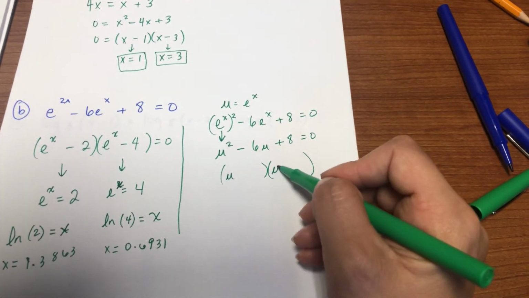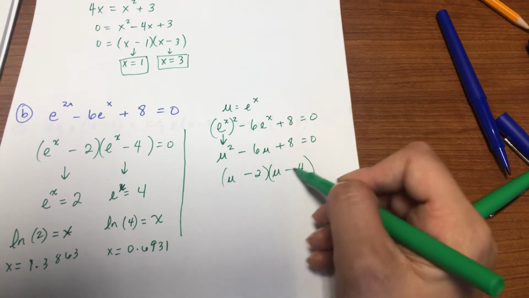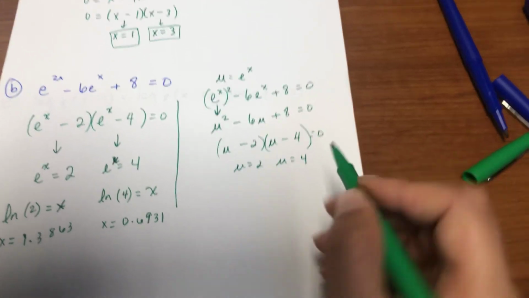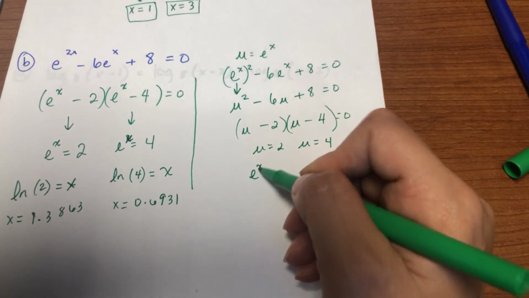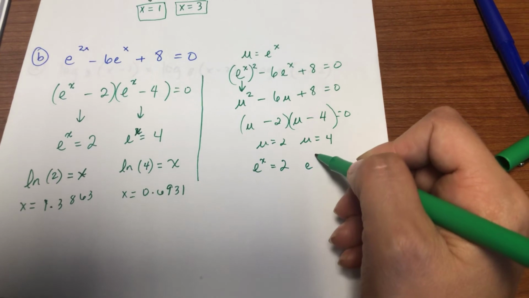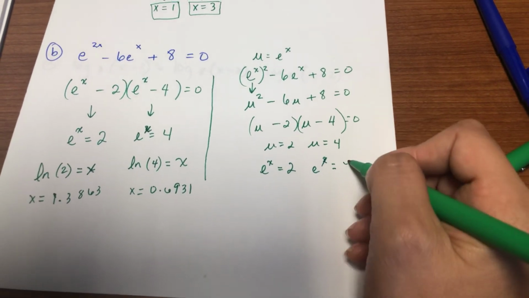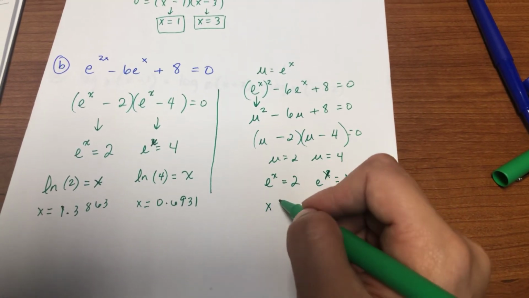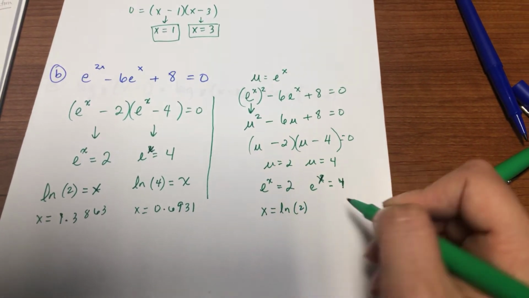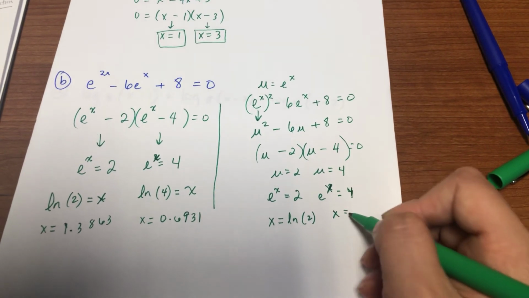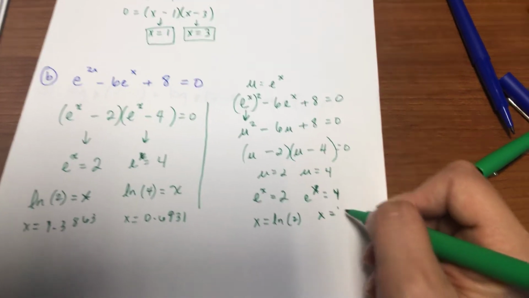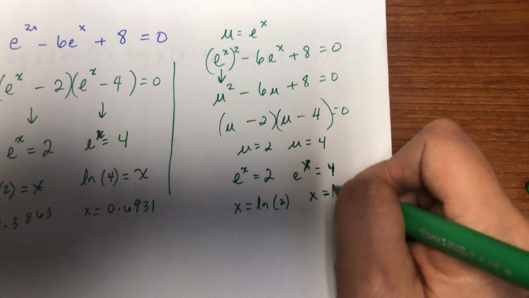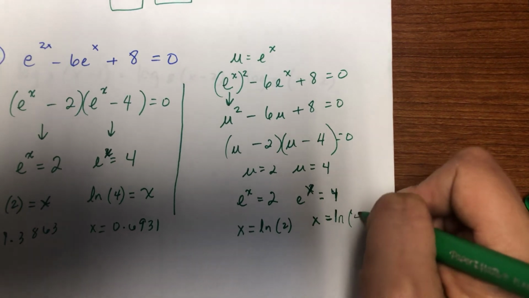So when you factor, you're now factoring with the u. u equals 2, u equals 4, but then you have to back sub since we were originally after x. And you notice that we get to the same point, whether you're using u substitution or factoring. You get x equals natural log of 2, x equals natural log of 4.